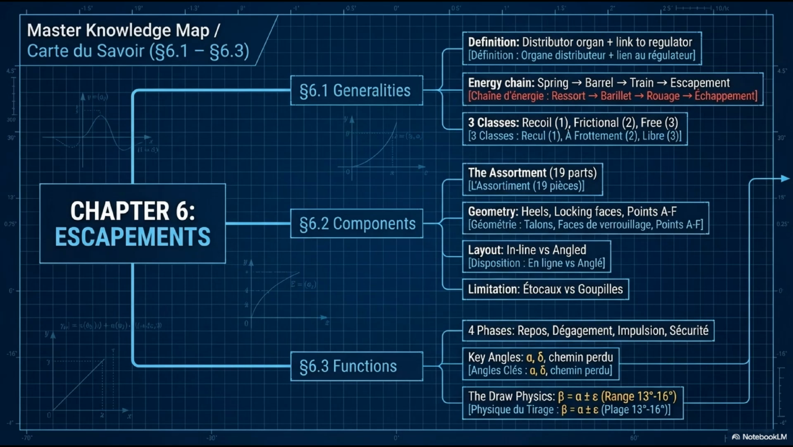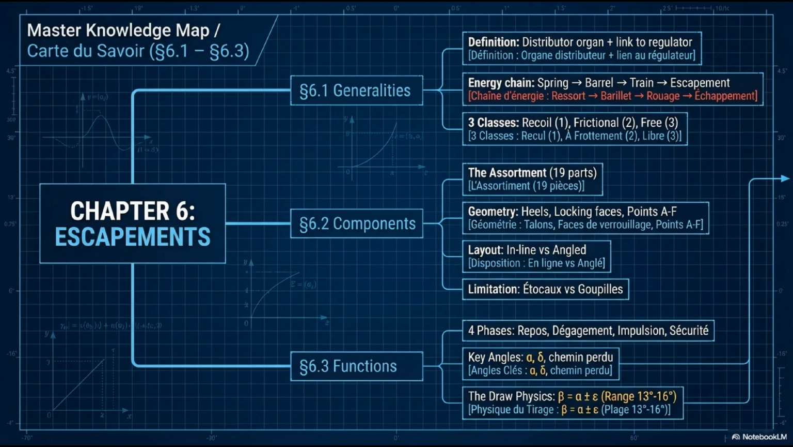This is the master knowledge map for sections 6.1 through 6.3, the first half of chapter 6, and it gives you the complete structural overview of everything we've covered in parts 1 and 2. The tree branches from chapter 6, escapements, into 3 sections. Section 6.1, generalities, 3 core deliverables.